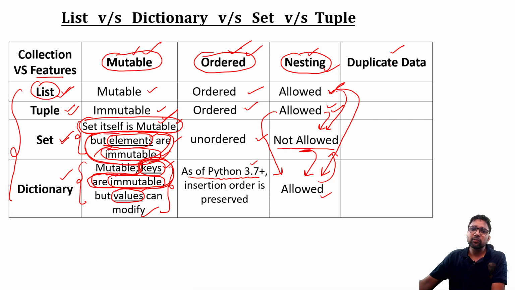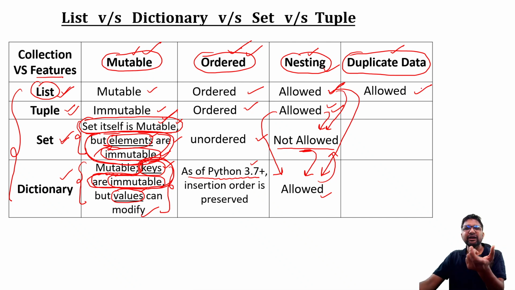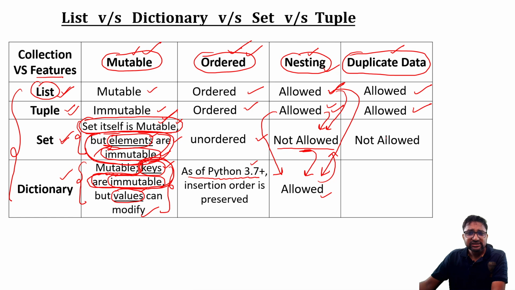Now let's talk about the last feature. Which data structure allows duplicate elements or not? Starting with the list. A list allows duplicate elements. The same element can be repeated 2 times, 3 times. A tuple is also allowing duplicate elements, no problem. A set does not allow it. Again, sets are just like math sets. Math sets also don't allow duplicates. Here, Python sets also do not allow duplicate elements.